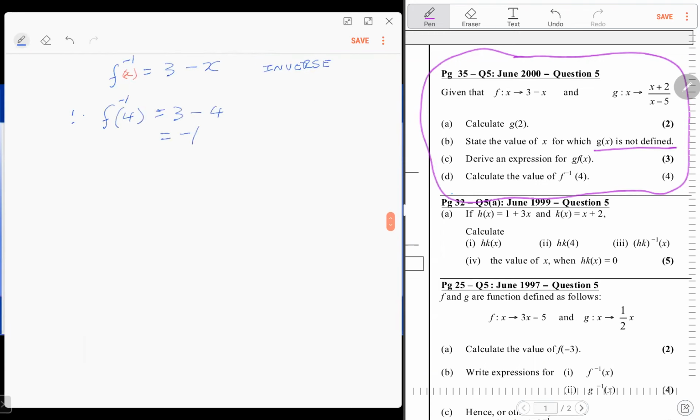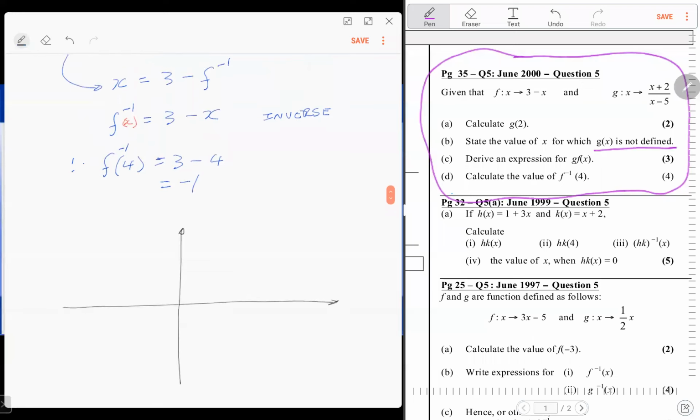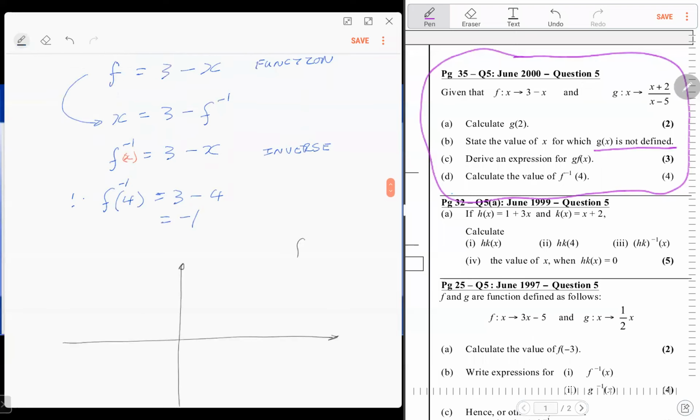I'm going to show you on a sketch. Remember, they are reflections of each other in the line y equals x, right? So if I were to draw a sketch of that graph, y-axis, x-axis. Now the function f equals 3 minus x is a line that basically goes like this.